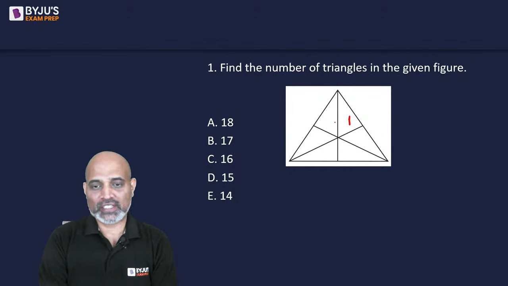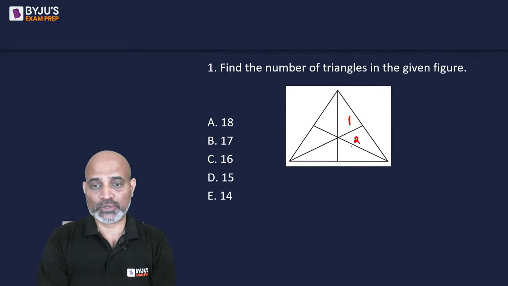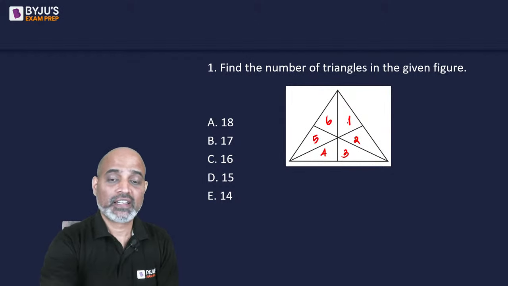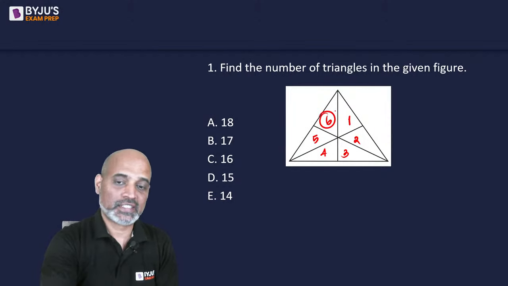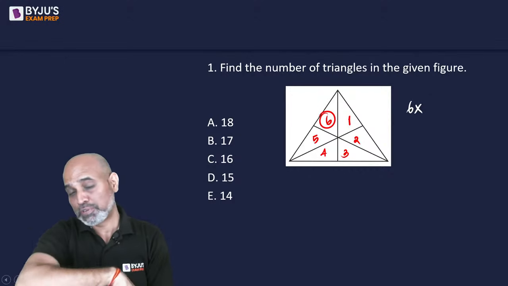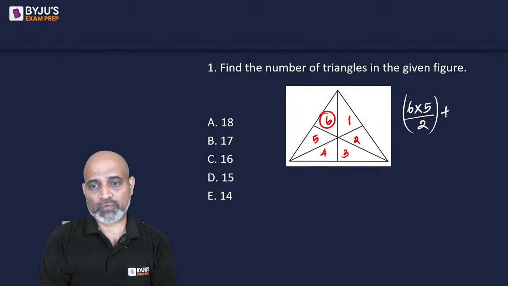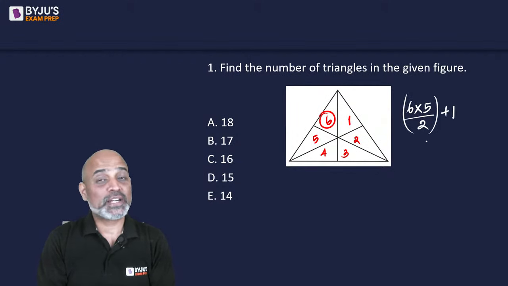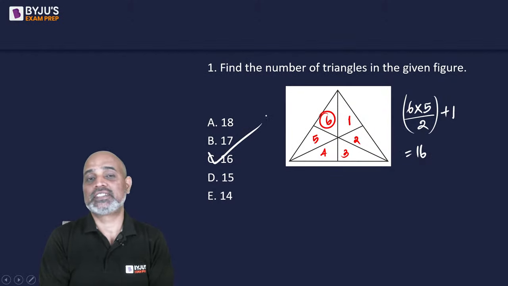So what you do is, in such kind of triangle figure where the lines start from the vertex, you write down the numbers like this, 1, 2, 3, 4, 5, 6. And once you get to the last value, which is 6, you write 6 into the number that comes before 6. So which number comes before 6? 5. You divide it by 2 and then you add 1 to it. So 30 by 2 is 15. 15 plus 1 is going to be 16. So you have got 16 triangles here.